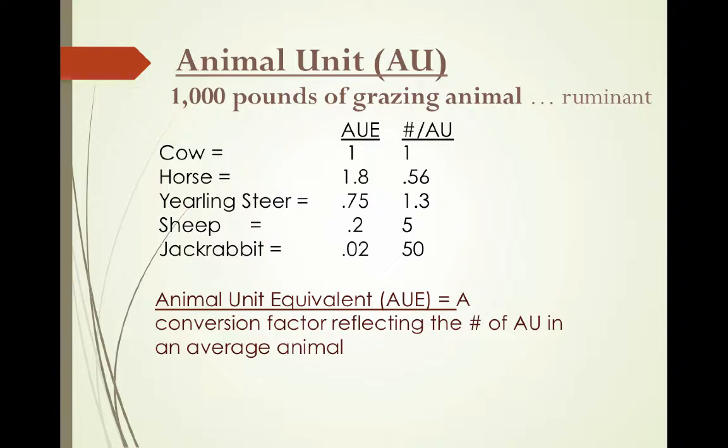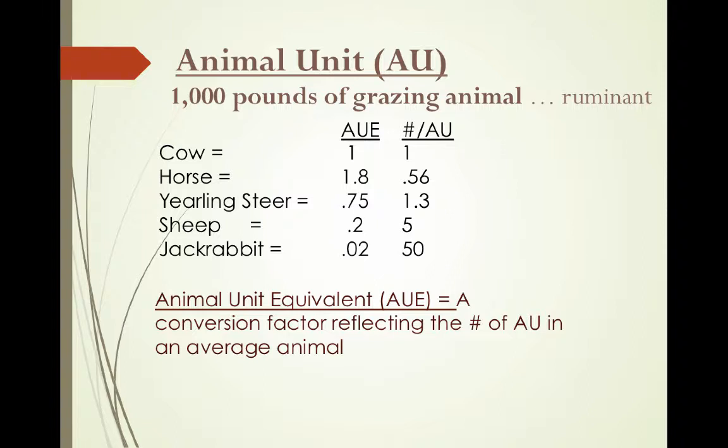And then a yearling steer, we can actually stock a little bit heavier because they're only 3/4 of a mature cow. And a sheep is 20% of a mature cow, and a jackrabbit is 2% of a mature cow. So it would take 50 jackrabbits to equal one animal unit, 5 sheep to equal one animal unit, 1.3 yearling steers to equal an animal unit, and half a horse.